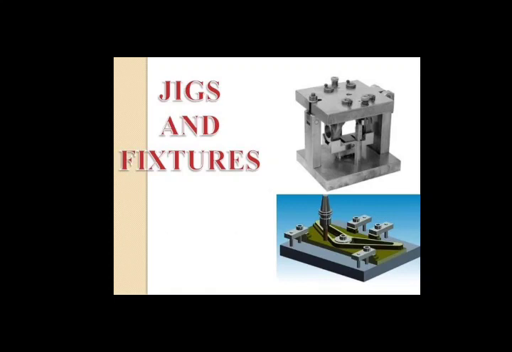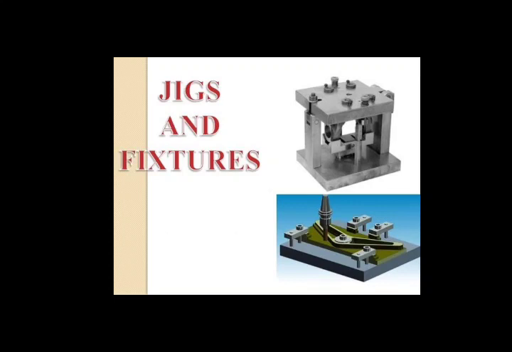The main body provides base for other elements. It can be of frame, box or plate type structure. The main body should be rigid and stable enough to withstand various forces. Second, we will talk about locating elements. These elements are used to position or locate the workpiece accurately with respect to the cutting tool. So, they will provide a location.